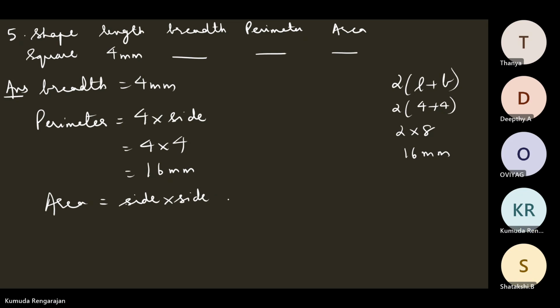Units? Square millimeter. Square units. Very good. In the formula, you should not write millimeter or centimeter, whatever is given in the question. In general, square units. So, Deepthi? Yes, ma'am. 4 into 4. So, 16. What about the unit? Ma'am, square millimeter. Yeah, or millimeter squared, like this. Okay.